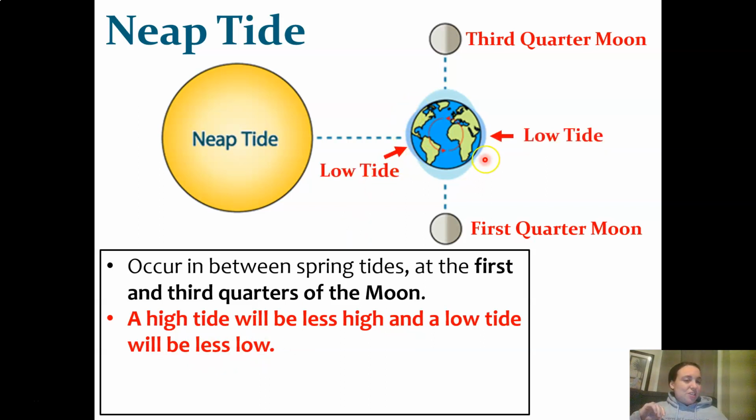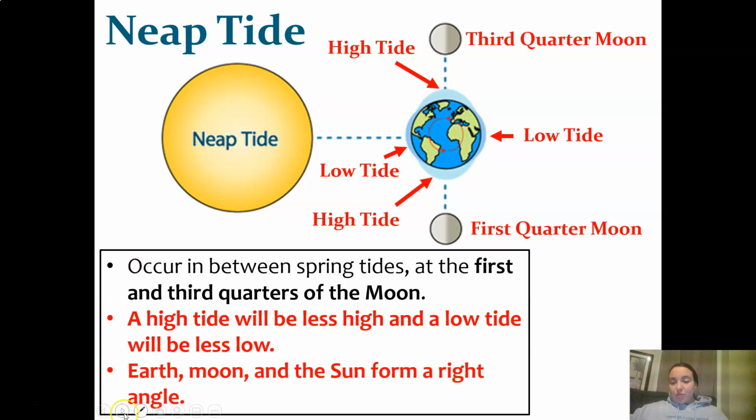You can see there still is somewhat of a bulge because of the effect of the sun's gravity. But the high tide, again, as we talked about, is facing the moon. So the high tide is only due to the effect of the moon in this situation.